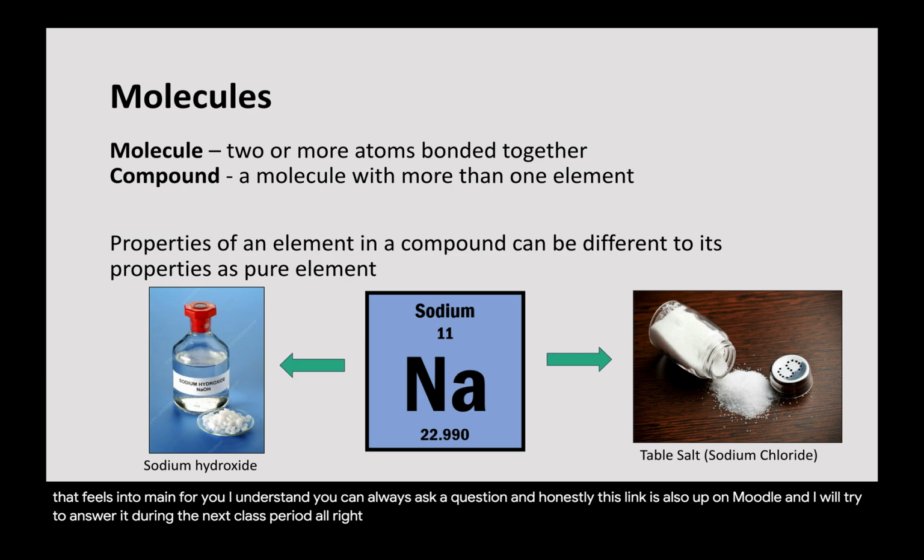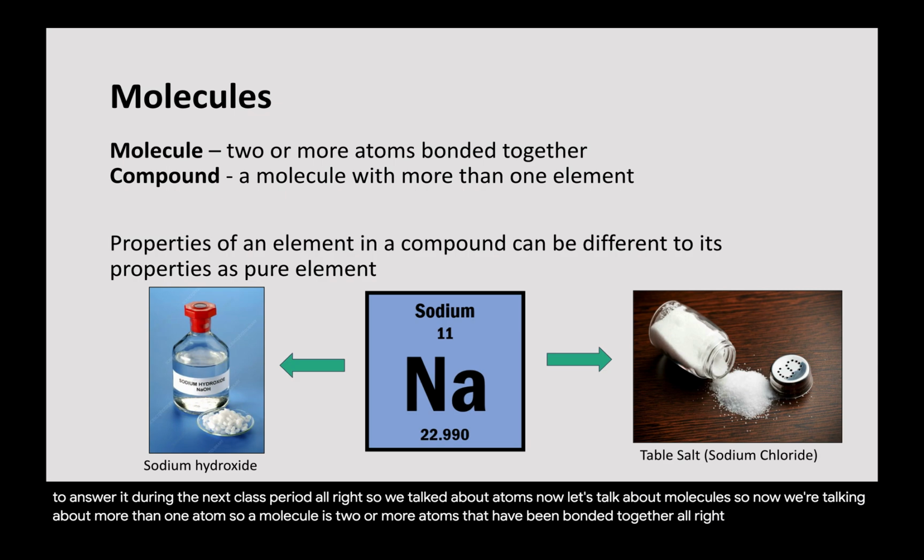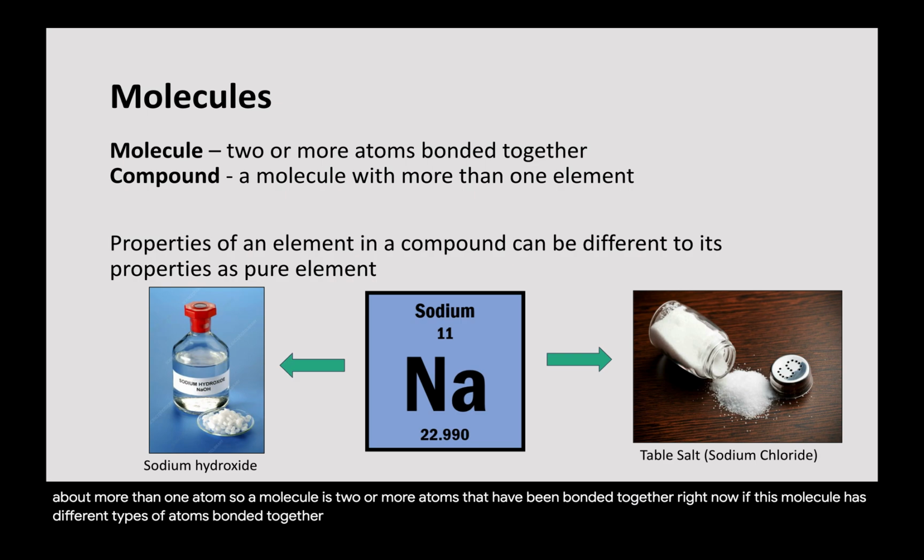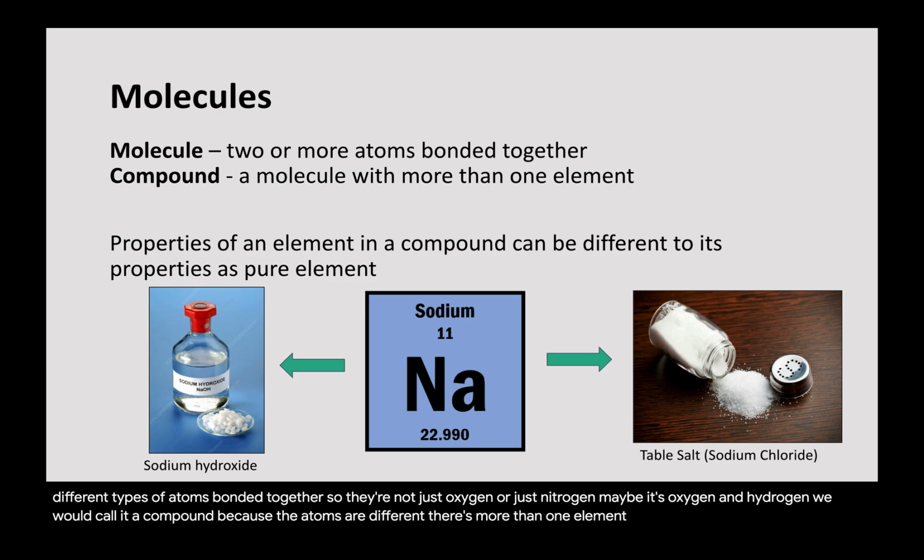All right. So we talked about atoms. Now let's talk about molecules. Now we're talking about more than one atom. A molecule is 2 or more atoms that have been bonded together, right? If this molecule has different types of atoms bonded together, so they're not just oxygen or just nitrogen, maybe it's oxygen and hydrogen, we would call it a compound because the atoms are different. There's more than one element in that molecule, right?